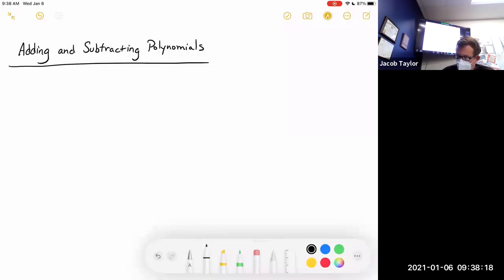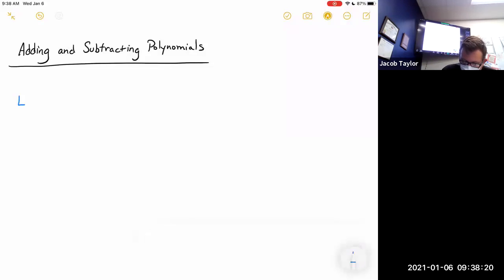All right, so we're going to learn how to add and subtract polynomials, and we will talk about polynomials soon enough, but before we get into adding and subtracting them or learning what they are, we need to make sure that we understand what the phrase like terms means. When I say that we have like terms, what am I talking about?